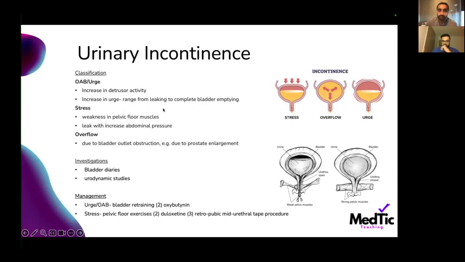Stress, it's in the name. Whenever there is increased stress upon your bladder, patients get leakage. This is common in postmenopausal women, where they have a weakening of their pelvic floor muscles.